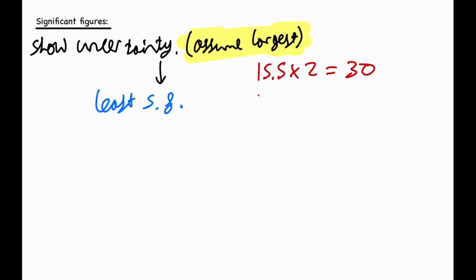Say we've got 15.5 times 2.0. Now, because our least value would be left as two significant figures, the 2 and the 0.